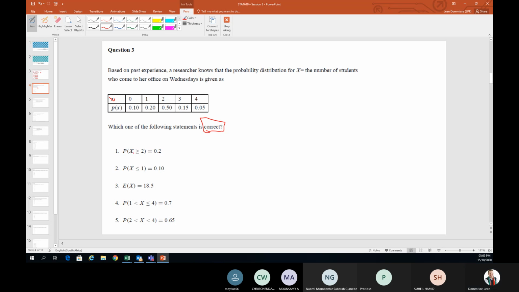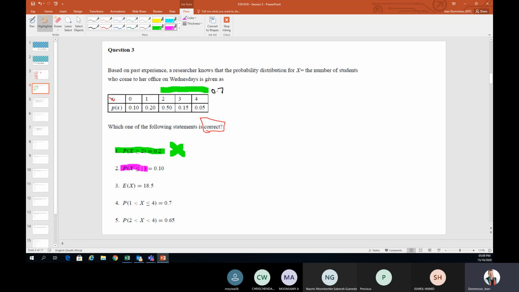So them saying X must be bigger or equal to 2. Let's see if that works. Bigger or equal to 2 basically means 2 and bigger. So if it's 2 and bigger, it is 0.5 plus 0.15 plus 0.0. So it will be 0.7. Okay, so that one is definitely wrong. Let's look at the next one.